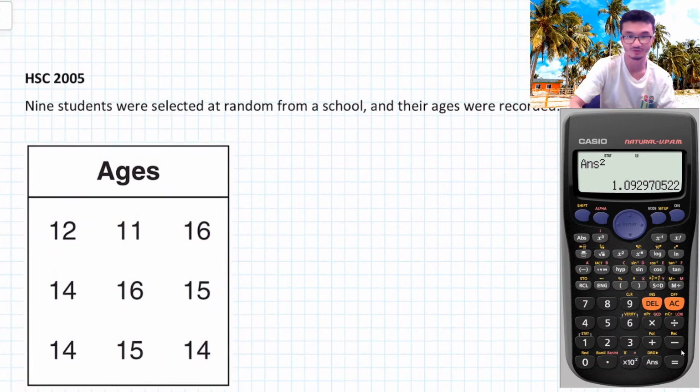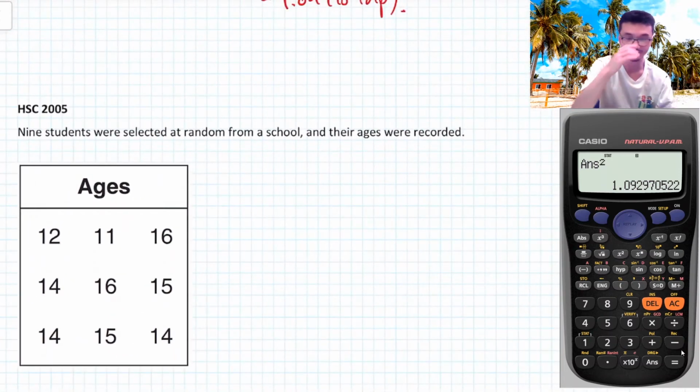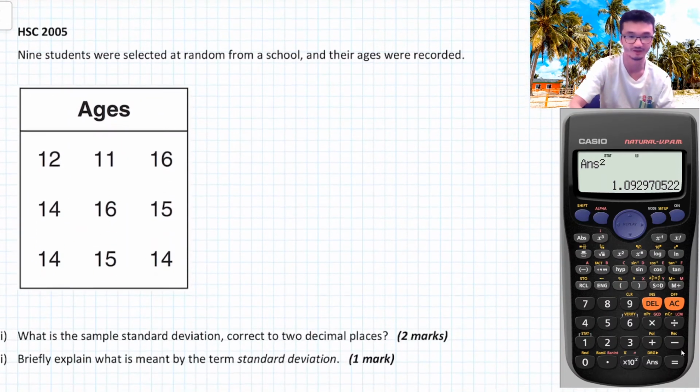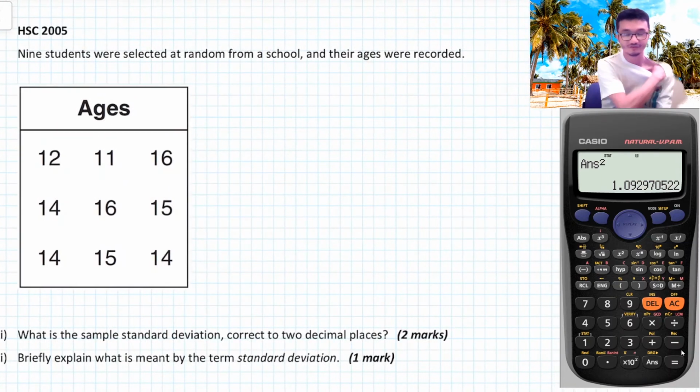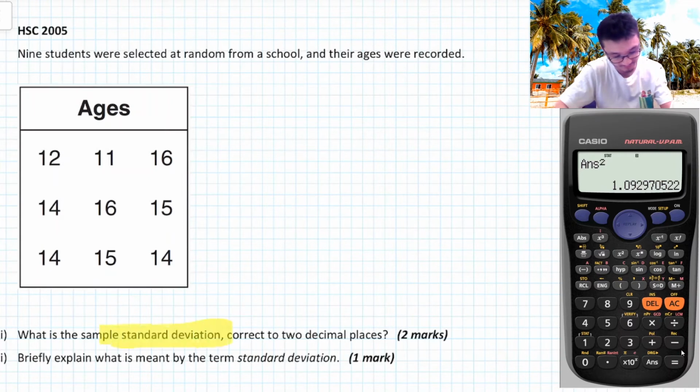Okay. So that's looking at standard deviation and variance. Now I mentioned that sometimes we may need to use the sample one, and here's an example of that. So this is from an HSC 2005 question. We're looking at 9 students who are selected at random from school, and their ages were recorded. What is the sample standard deviation?